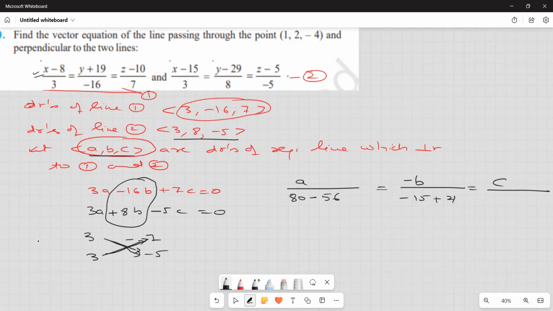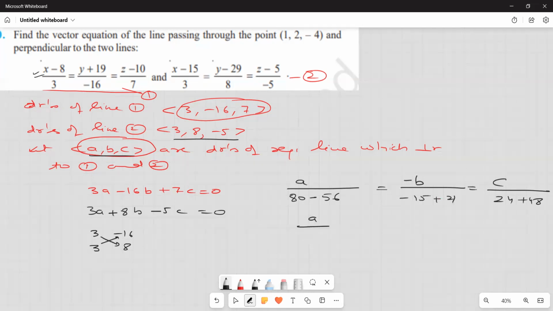And then C. For C, we will cover C. So you have 3 minus 16, 3 and 8. So that will be C. 24, this into this, minus this into this. So minus minus plus 48. So A upon 24 minus B upon 6 and C upon 72, right? For B, this is minus 15 plus 21. Sorry, minus 15 minus 21.